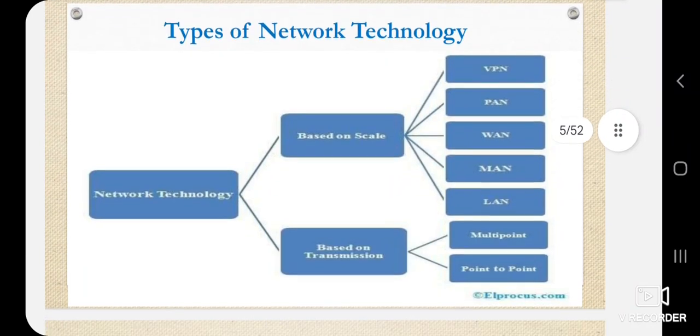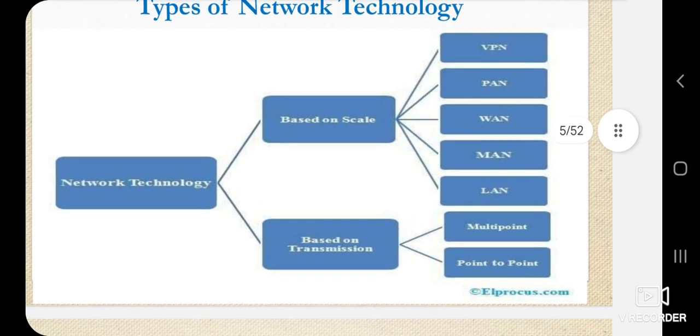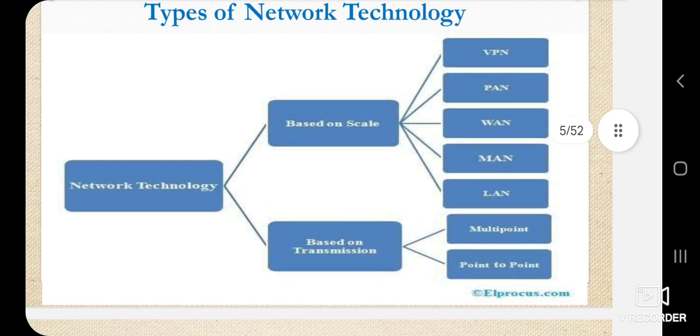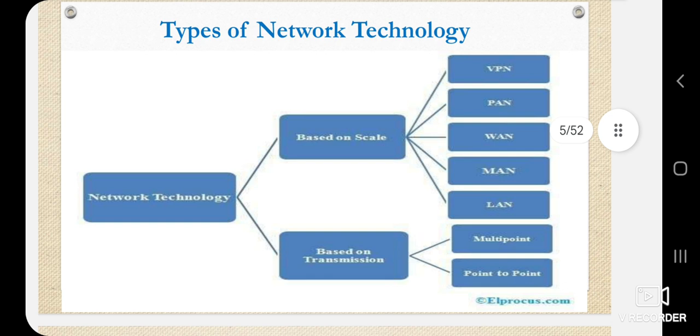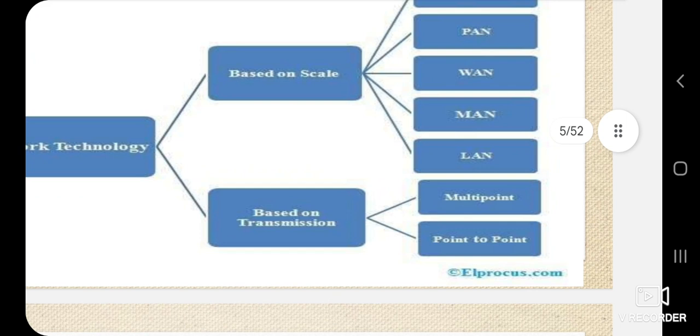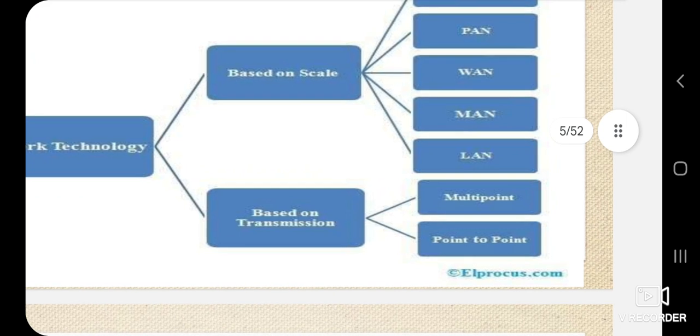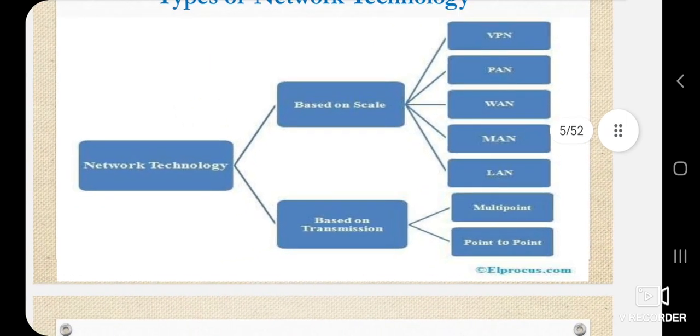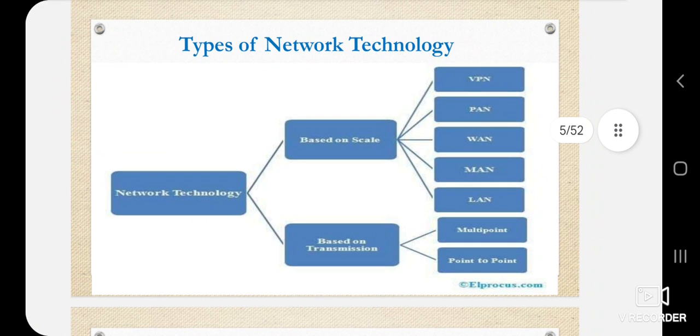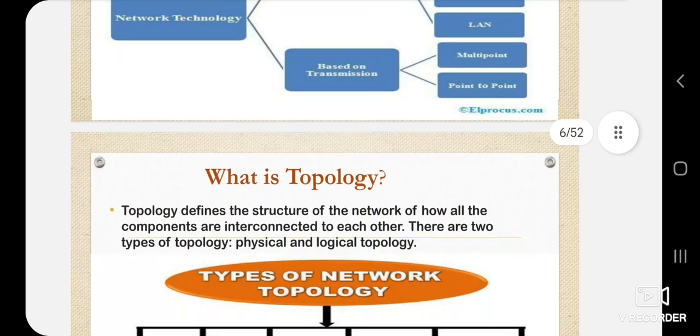Types of network technology. The various network technologies are LAN, WAN, MAN, PAN, VPN, multi-point, and point-to-point. These are the various types of network.